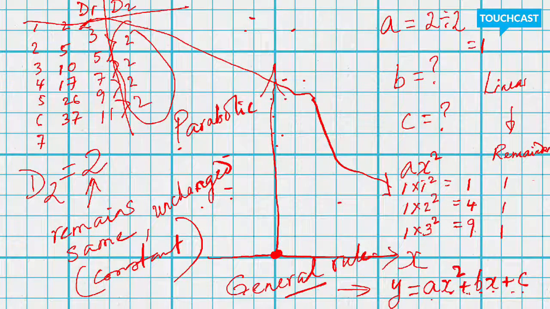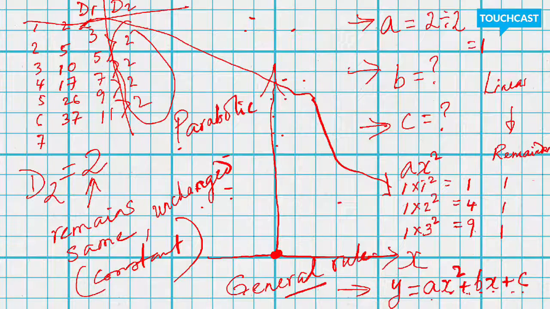So the first question the students are going to ask us, what is a, b, and c? We got to take a pause, and we have to understand these are the 3 things we require to find out, so that we can write a specific example of a parabolic function. So our objective is to find the values of a, b, and c.